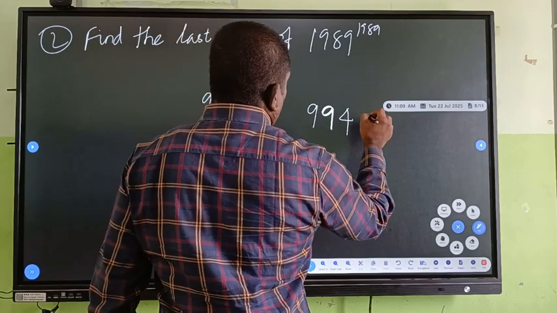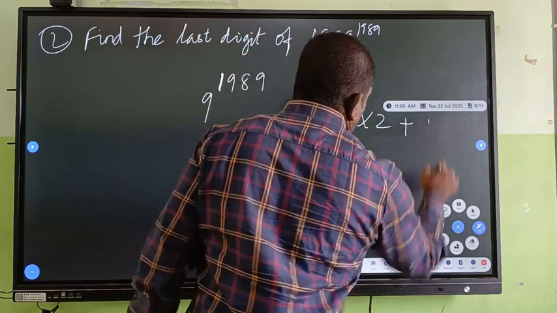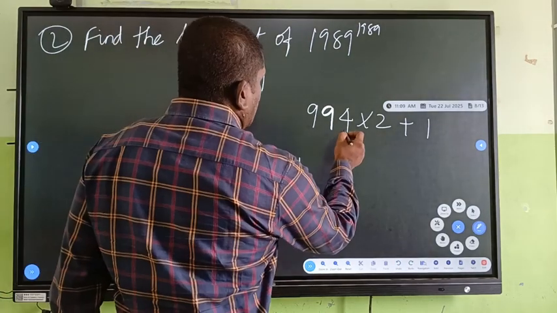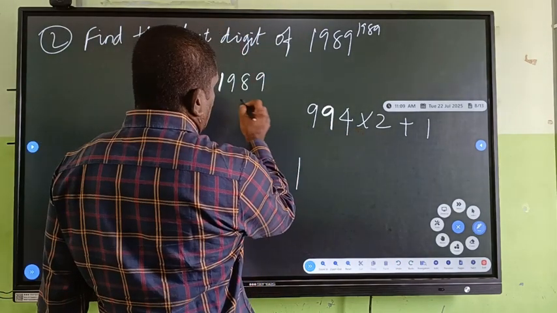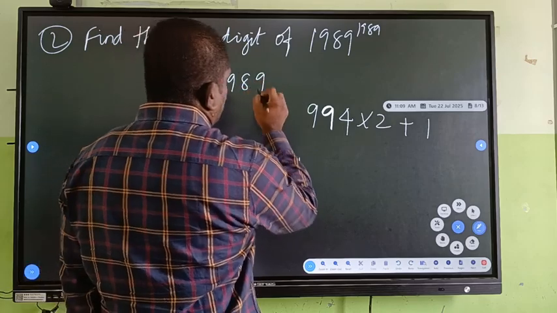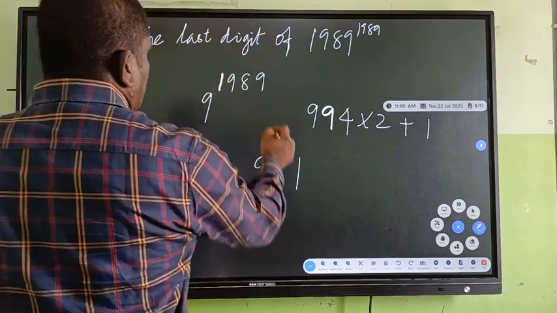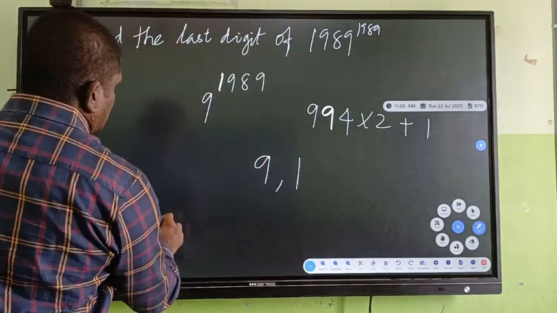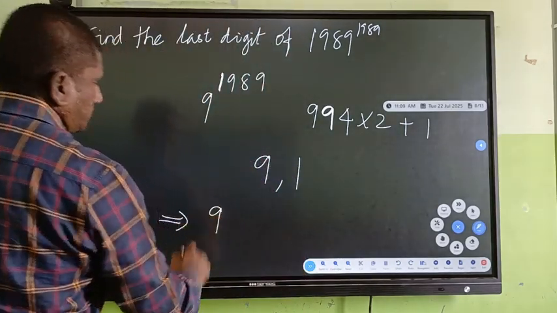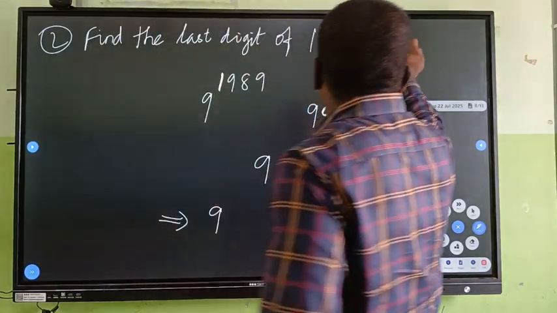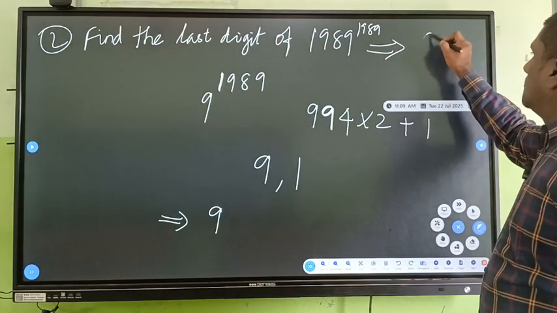It is 994 into 2 plus 1. 2 is the cyclicity. So it would have been 994 into 2, had it been 1988, the last digit would have been 1. But now there is a plus 1. So the last digit of this number is 9. So that is the answer.